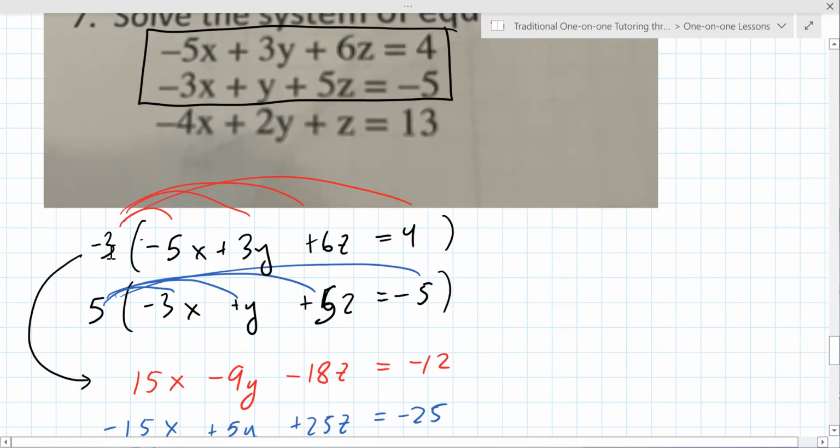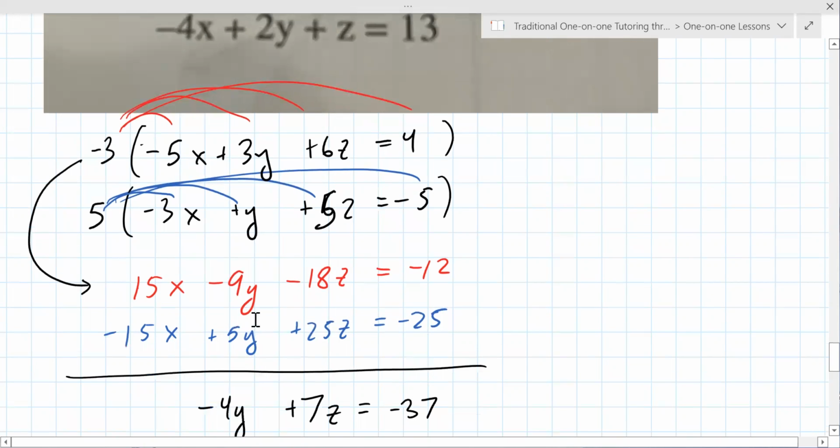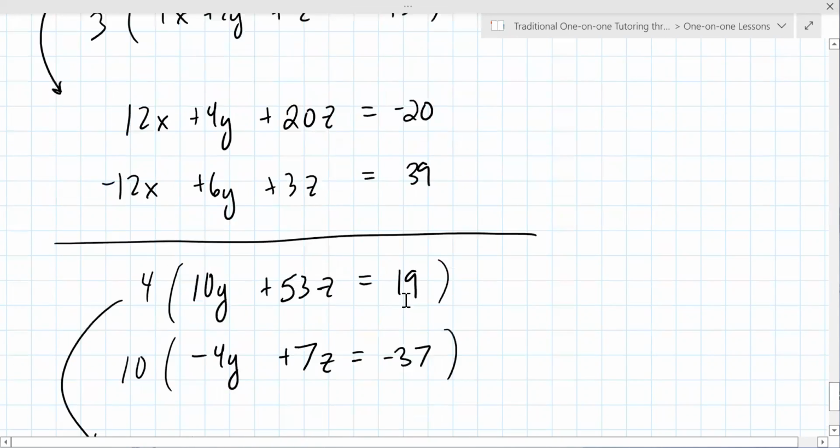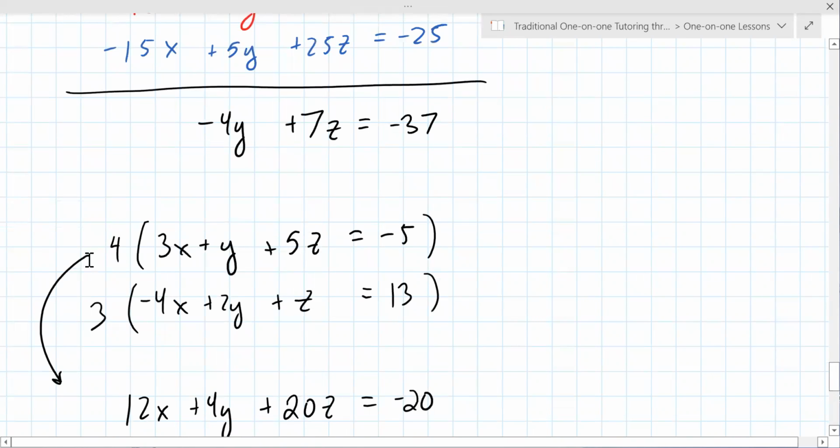So 15x minus 9y minus 18z minus 12. And then times 5. 15x, 5y, 25z minus 25. Okay, now we add minus 4y, 7z minus 37. So that looks okay. Must have been here. Oh, there's the problem. I didn't copy the negative down.